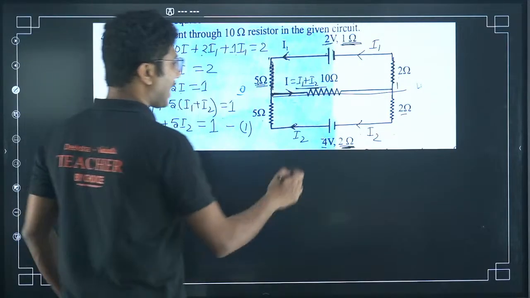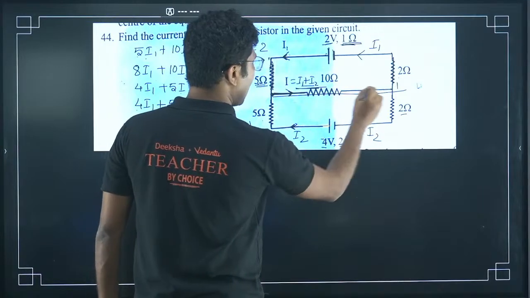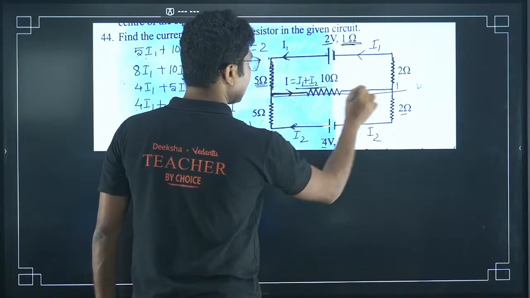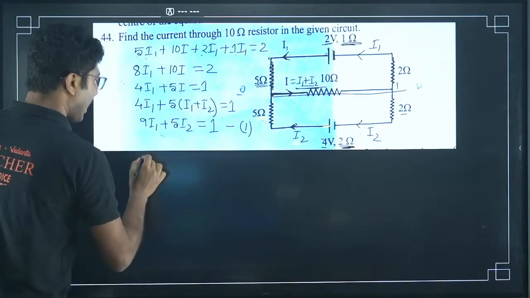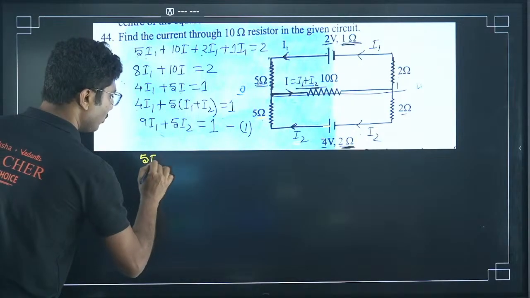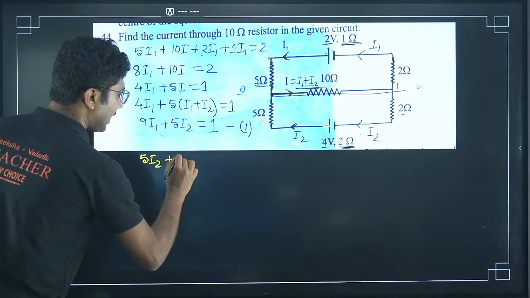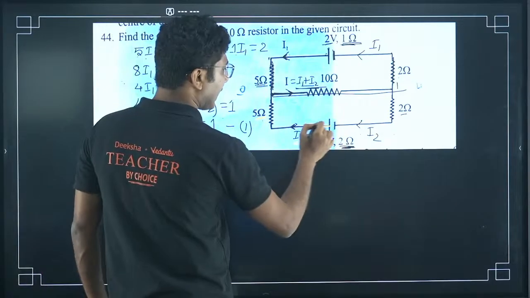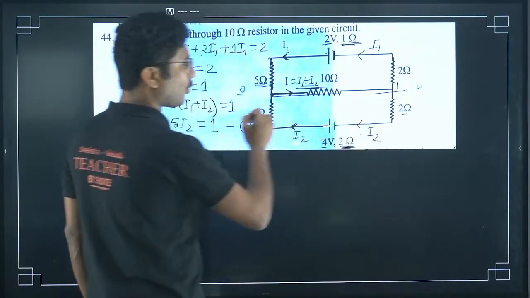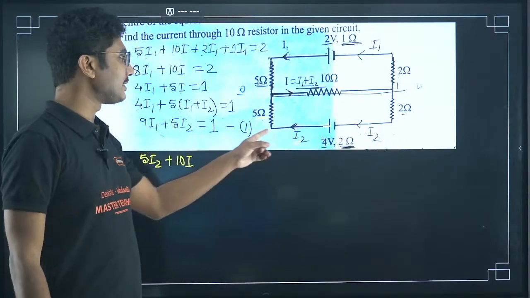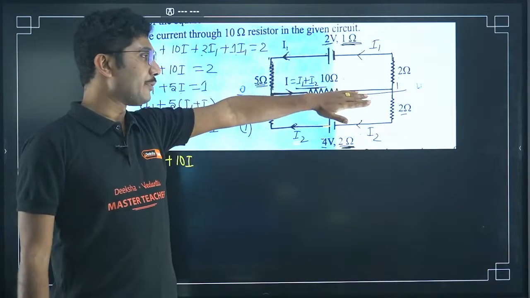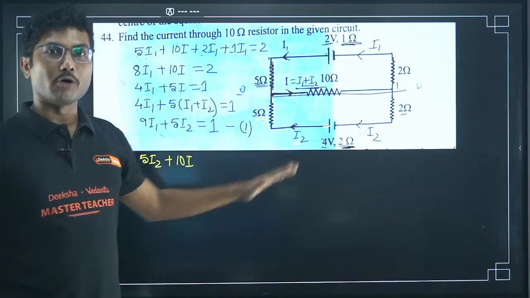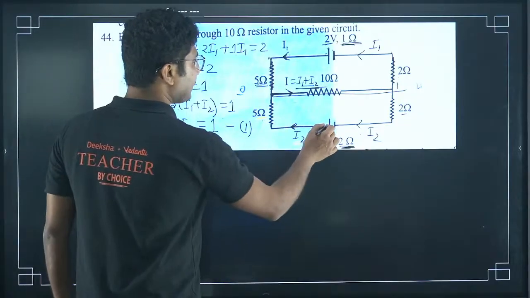Next, we will apply the same principle in this down loop. Now we are considering this down loop. I2 current is passing through this 5 ohm. So 5I2 plus 10I. Again we are going in the direction of current, so everything is positive. One advantage of taking this direction is that if there is no inversion in between the circuit, then everything will be positive. That is one advantage of using such a method.